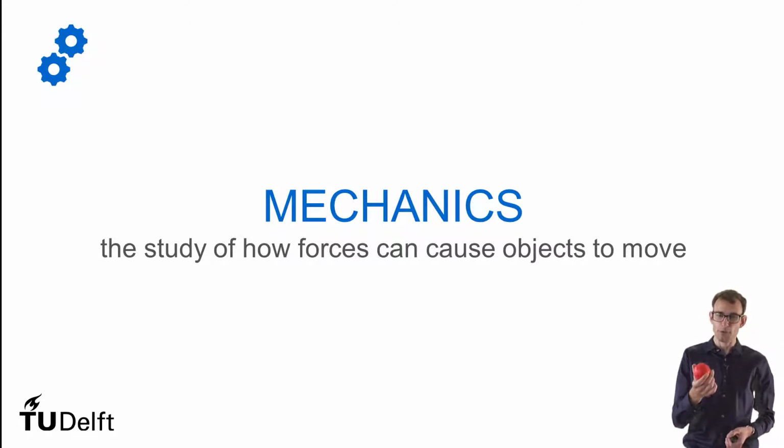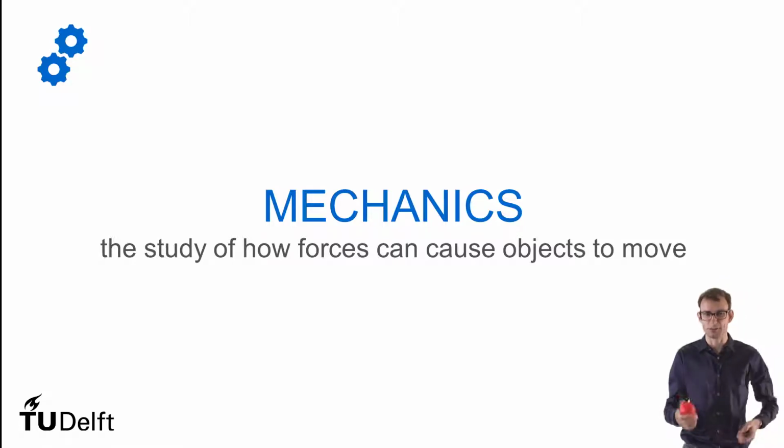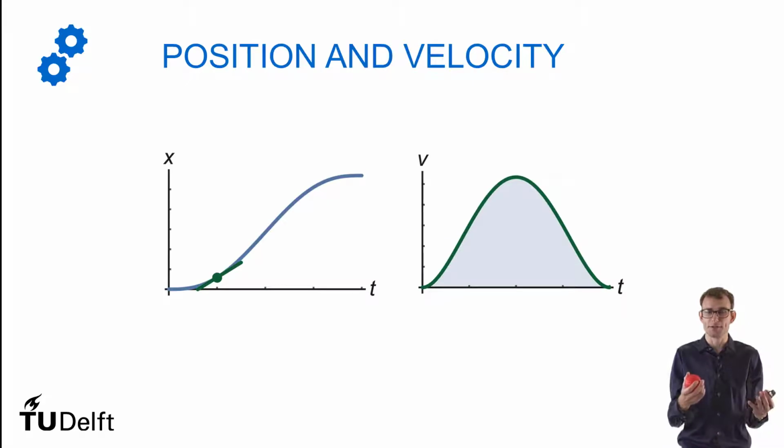Right? So moving means moving through space, which means that your position is going to change. The rate at which your position changes is known as the velocity. So if I plot the position as a function of time, I have some graph, and the velocity is how quickly this changes. And mathematically speaking, that's the derivative of the position.